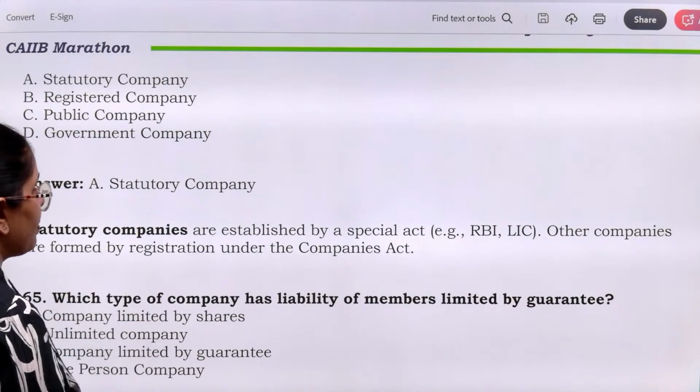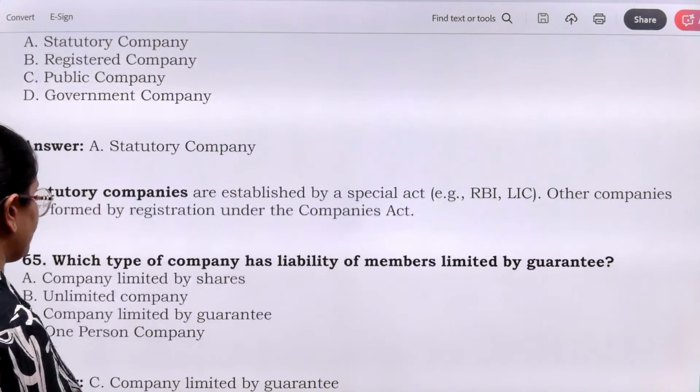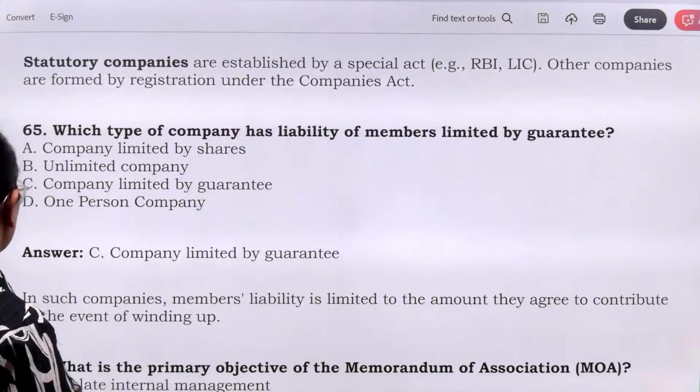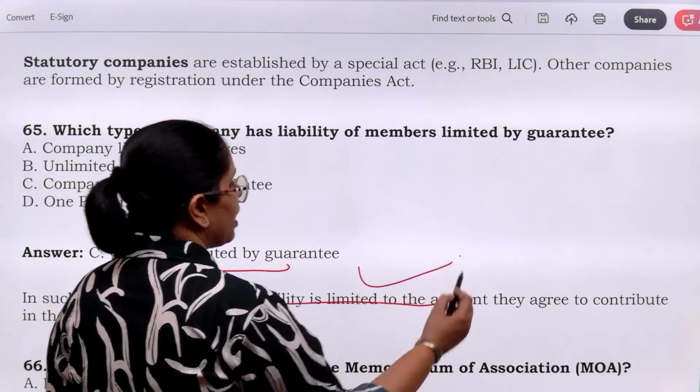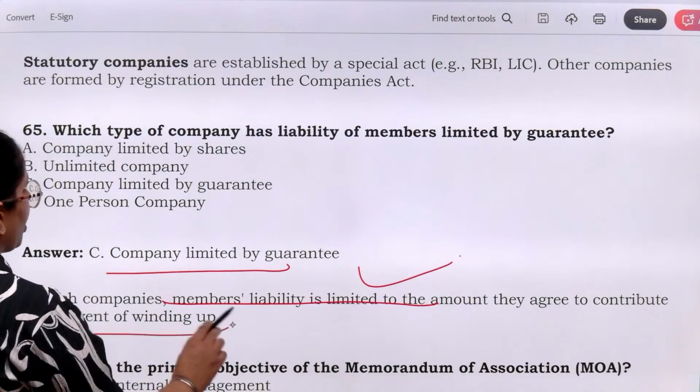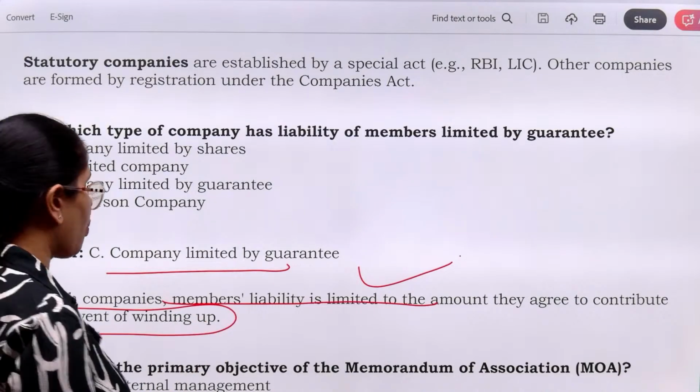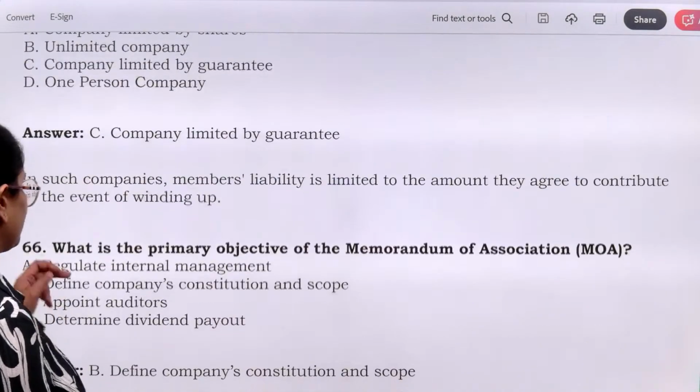Which type of companies has liability of members limited by guarantee? So, such companies we call a company limited by guarantee, where the members' liability is limited to the amount they agree that they will contribute if the company is going to be wound up. So, these are called a company limited by guarantee.